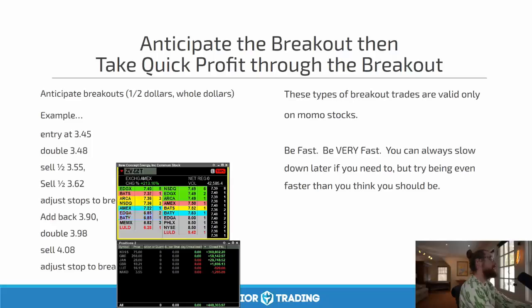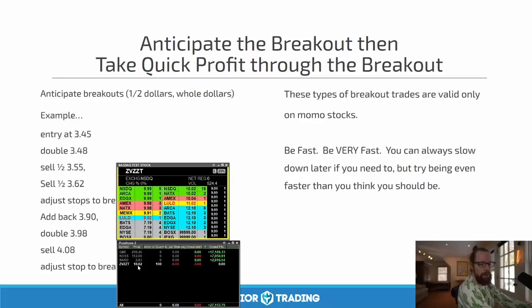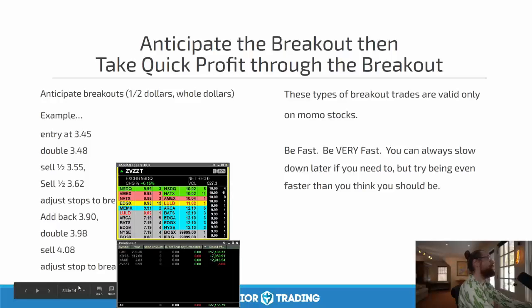So ZVZZT, for instance, NASDAQ test stock, I'll just do it on this one. So I'm in there 100 shares. So my average price is 10.02. So if this keeps going higher and I sell half at 10.08, then I'll say, okay, stop is break even at 10.02. And I can put a live stop order out at break even if I want to, but usually I just use it as a mental stop.